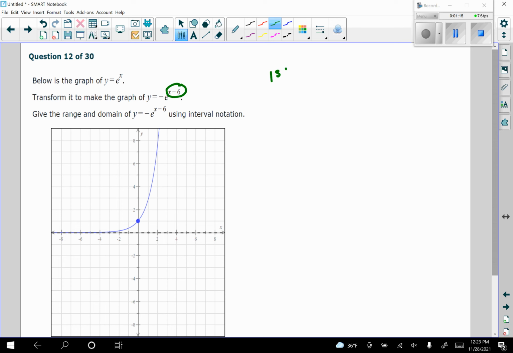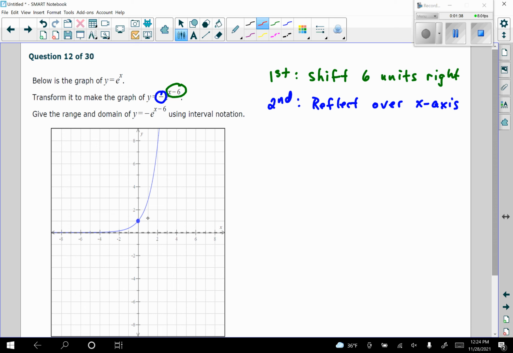This means first we need to shift 6 units to the right. And then because we have this negative out in front, we need to reflect over the x-axis, because we're taking the opposite of the output, the opposite of the y value.